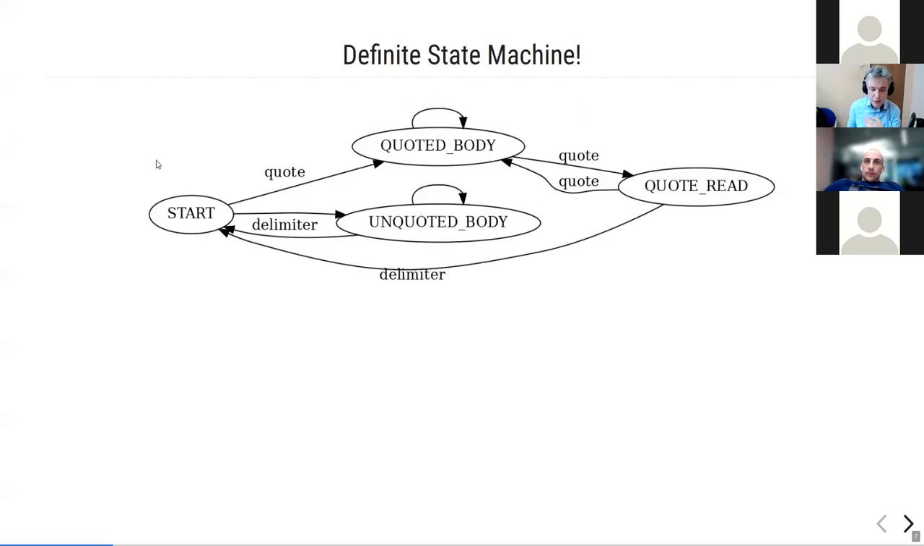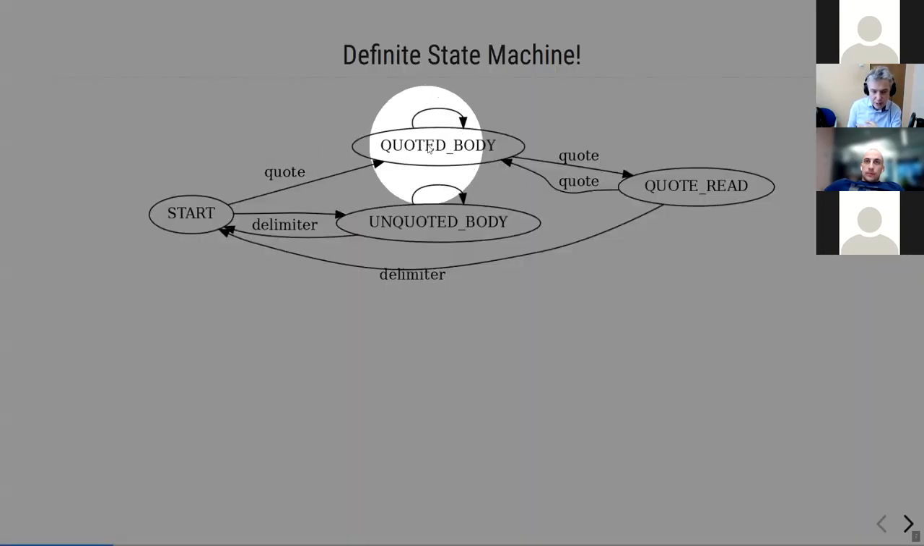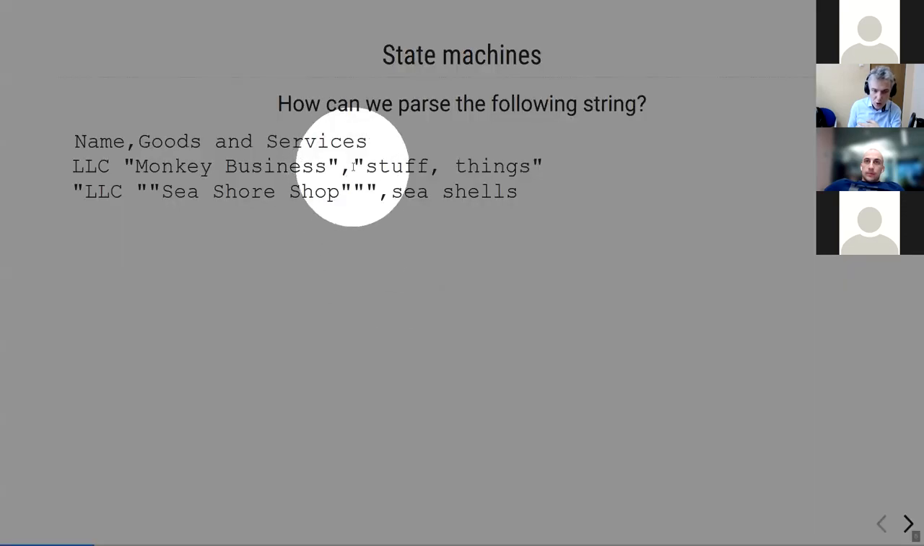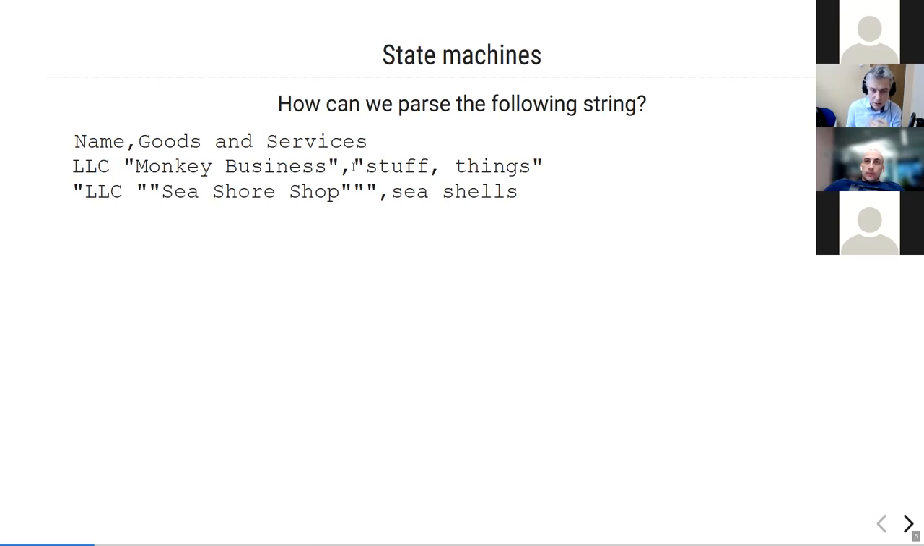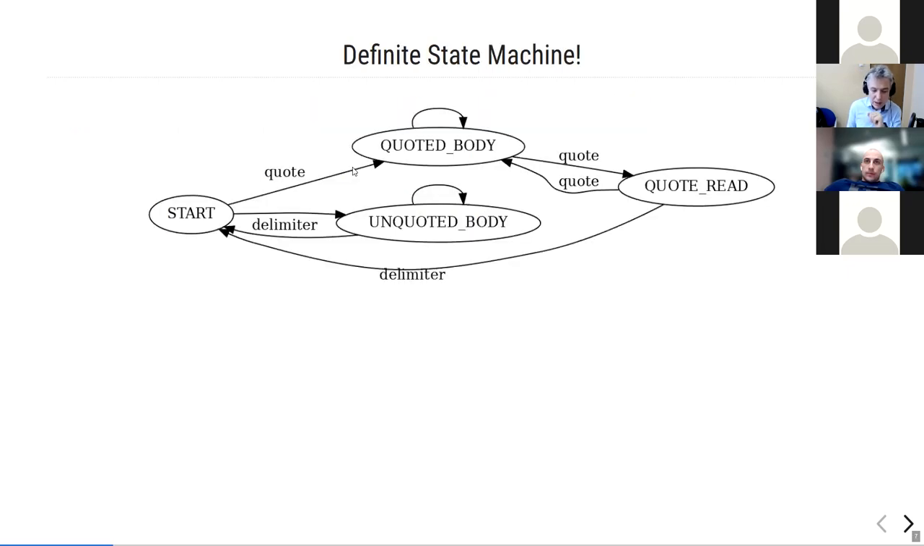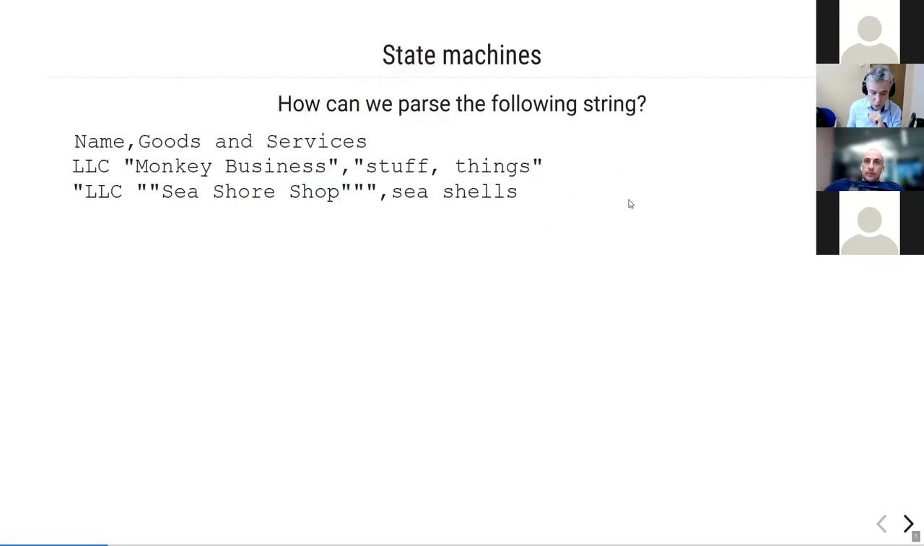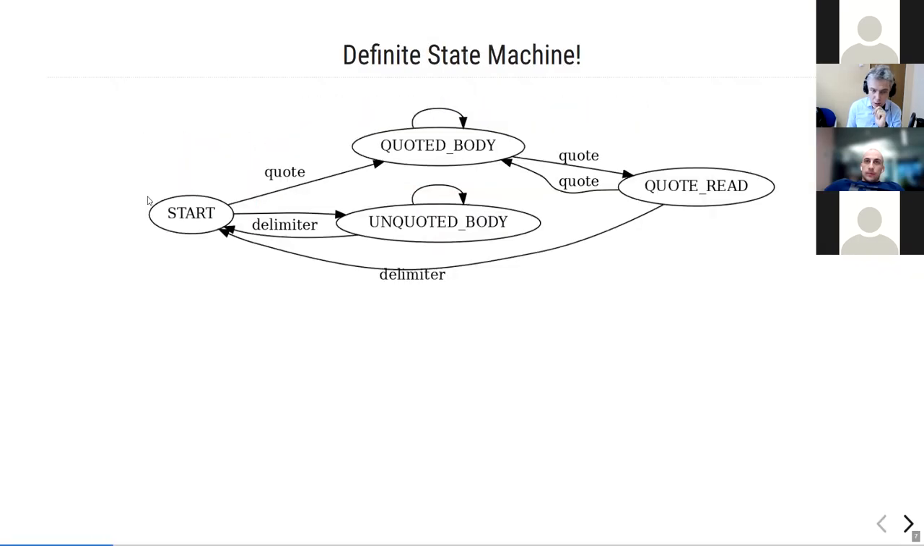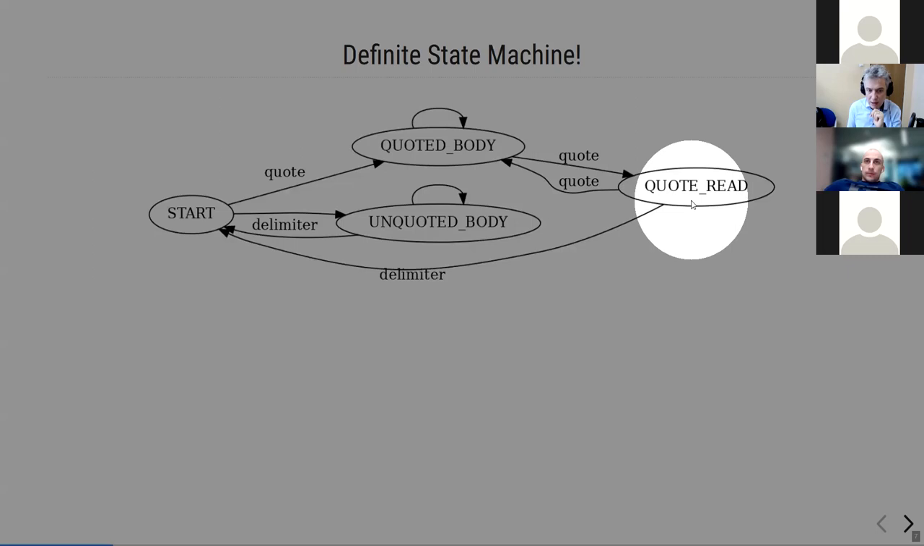Now you can see that quoted body is a bit more complicated, but still quite simple. We read the quoted body, and in the quoted body we can ignore commas. Commas don't play a role in a quoted body, right? But in a quoted body, quotes play a role. If in quoted body we read one quote, we still don't know if it's going to be the end of our cell or if we are going to read another quote right after this one. Since we don't know, we just transfer to another state called quote read.